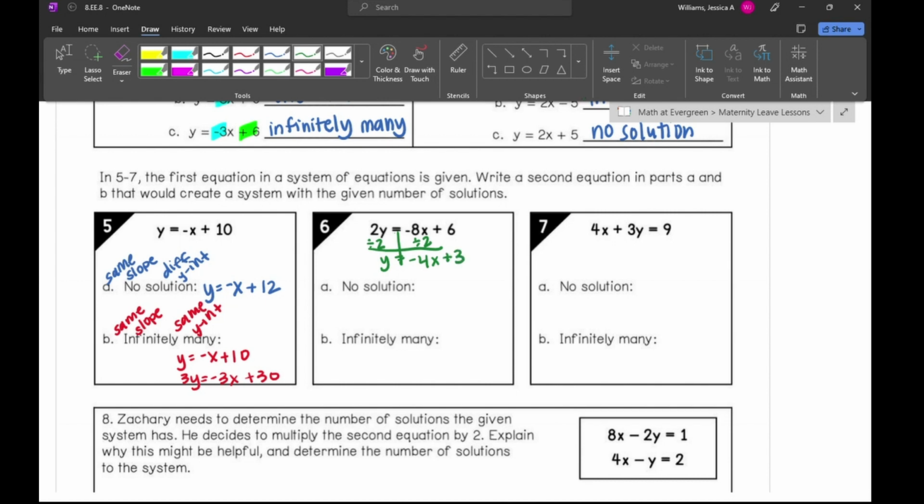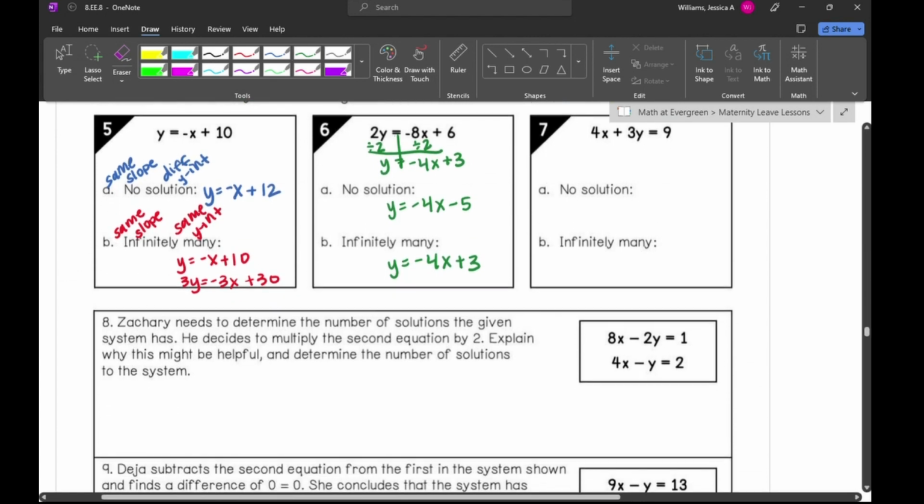We need no solution. As we saw in the previous, that means same slope, different y-intercept. So we could have y equals negative 4x, and then plus or minus 5. Again, we could have literally any number besides plus 3. Okay, so we could have plus 7, plus 12, plus 100, minus 6, minus 12, minus 15, anything besides plus 3. Okay, and then infinitely many, we would have that exact same equation. Okay, awesome.